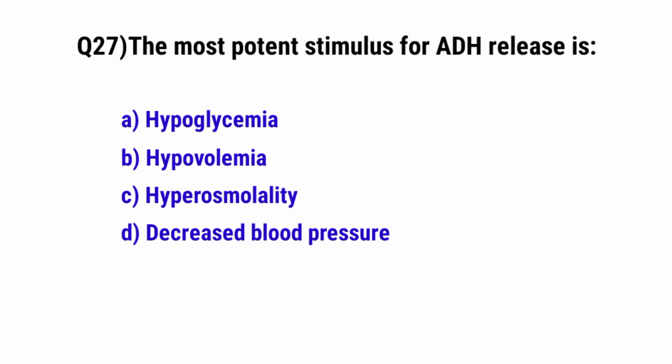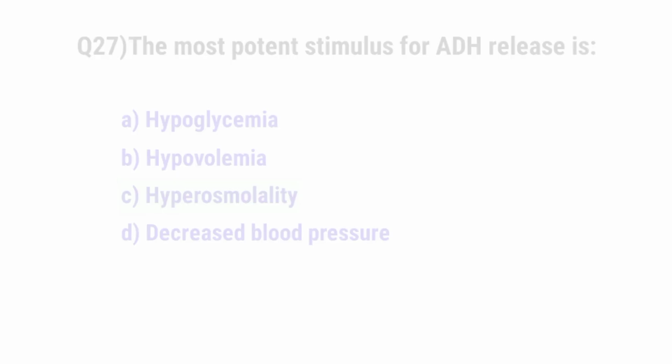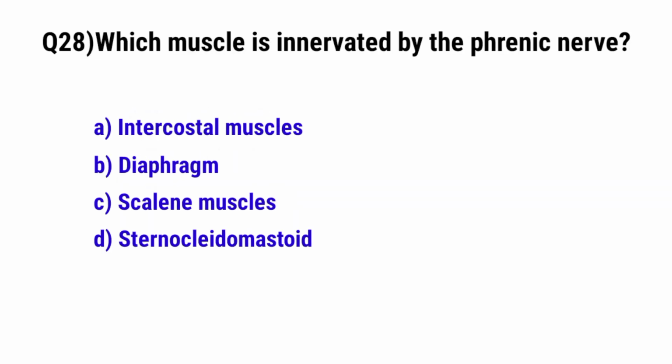Question number 27. The most potent stimulus of ADH release is? The correct option is C. Hyperosmolality. Question number 28. Which muscle is innervated by the phrenic nerve? The correct option is B. Diaphragm.